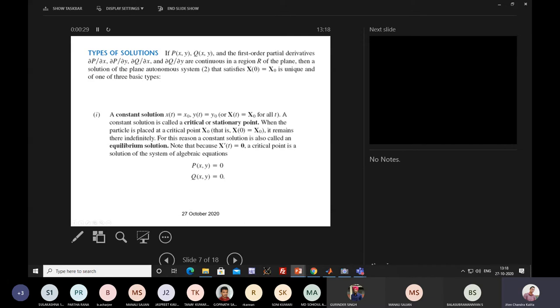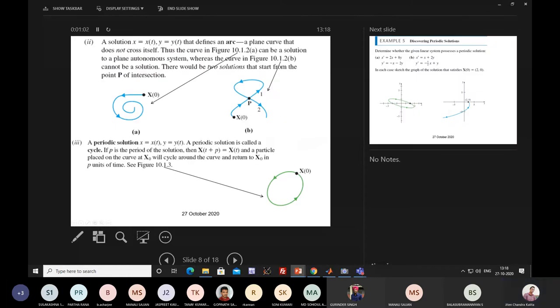If P and Q and their first order partial derivatives are continuous in a region R of the xy plane, then a solution of the plane autonomous system 2, whatever I have written on the blackboard, which satisfies an initial condition, is going to be unique, and it is going to be one of the three basic types. The first type I have already told you, a constant solution, is something like this. And the second one defines an arc, a plane curve that doesn't cross itself.